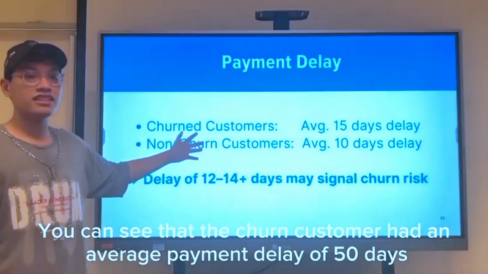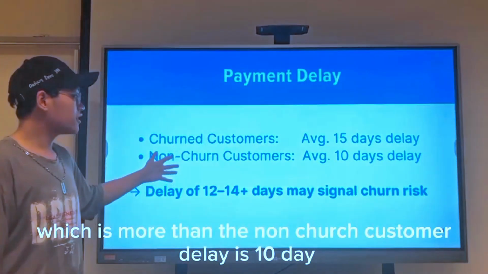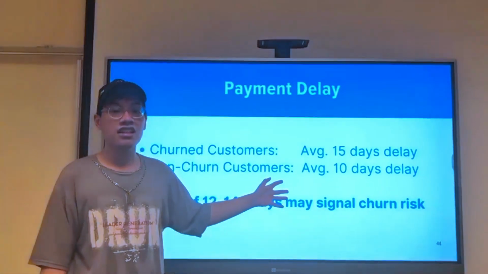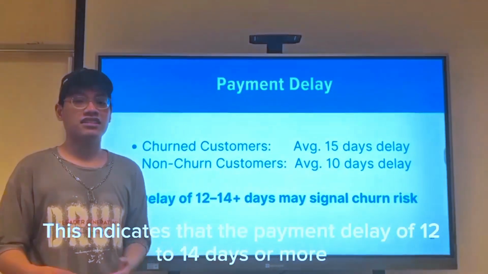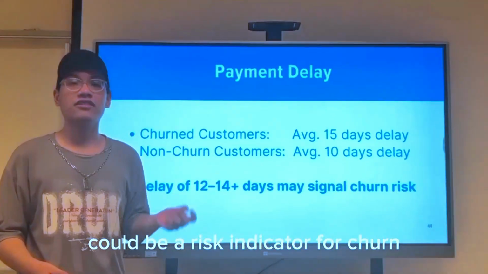And for the payment delay, you can see that churn customers average a 50 days delay, which is far more than the non-churn customer delay of 10. This indicates that a payment delay of 12 to 14 days or more could be a risk indicator for churn.